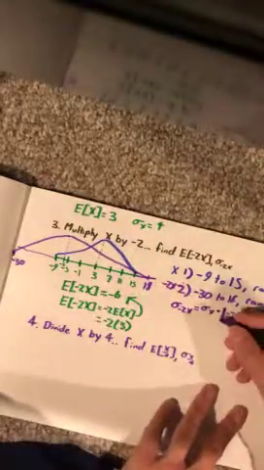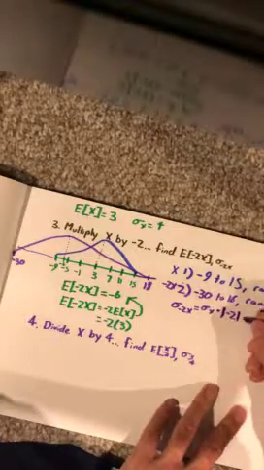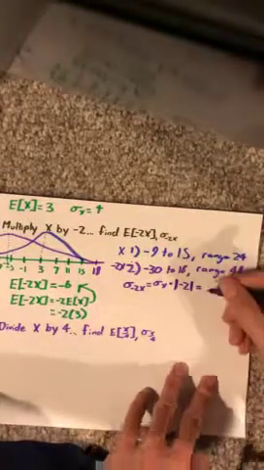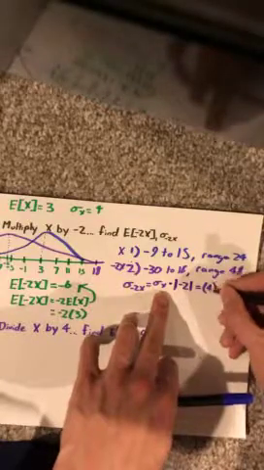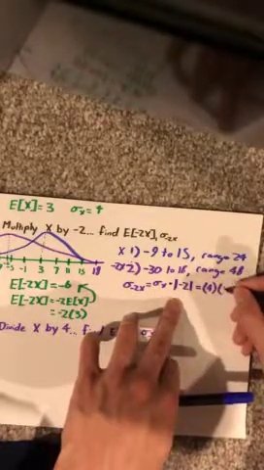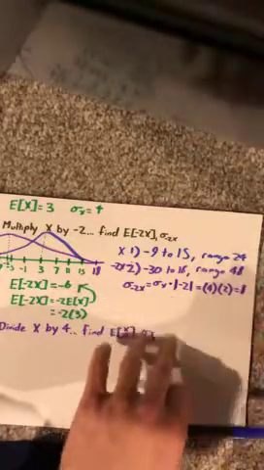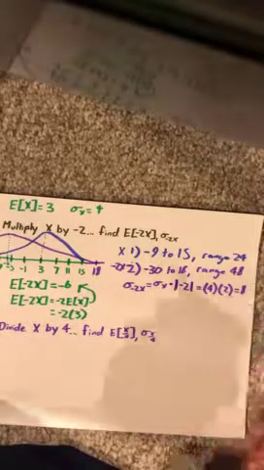We do the standard deviation of x times the absolute value of -2. The standard deviation of x is just 4. The absolute value of -2 is just 2. And so we get that our standard deviation of -2x is 8 at the end.